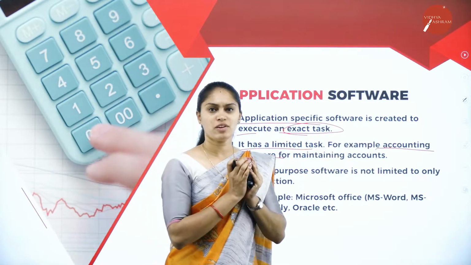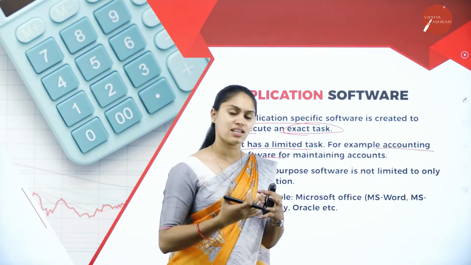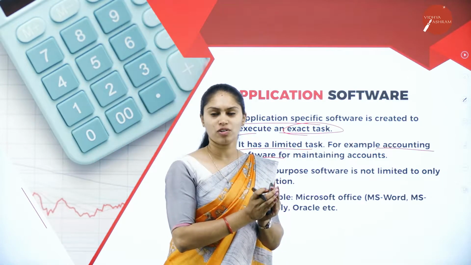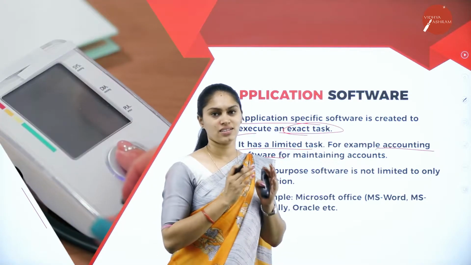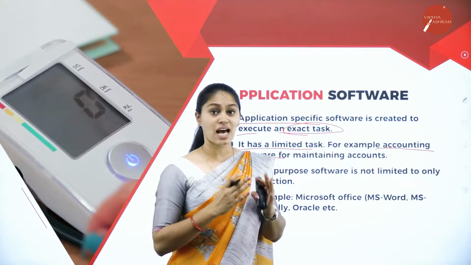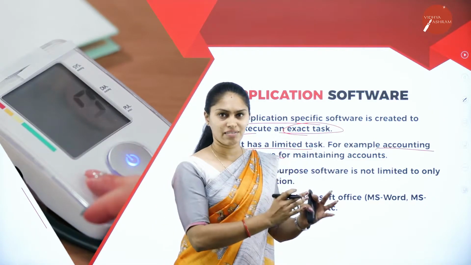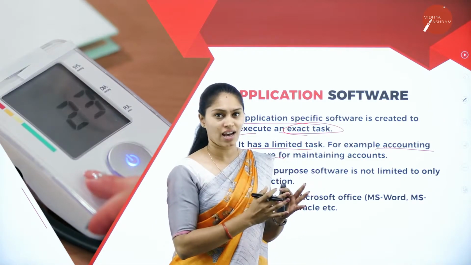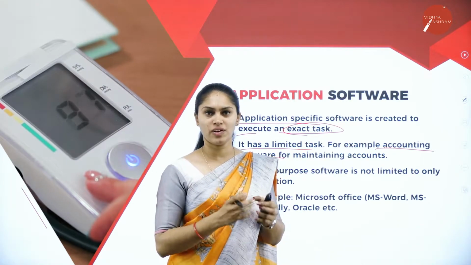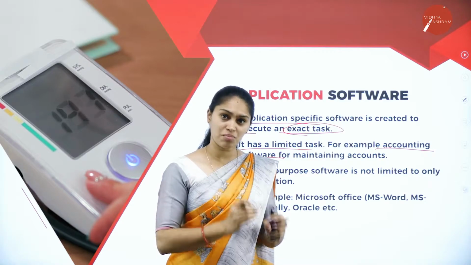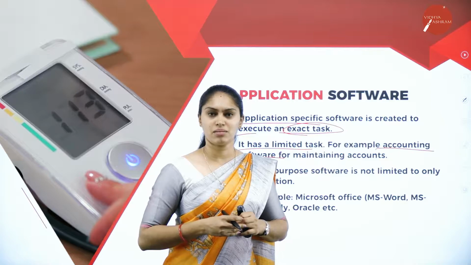Then what if I want software to perform more than one task? With the help of that particular software, I can perform more than one task. Then that will be termed as what? General purpose application software. Application software is mainly used to develop or run a specific task. But when the same software can be used for more than one purpose, then it will be termed as what?